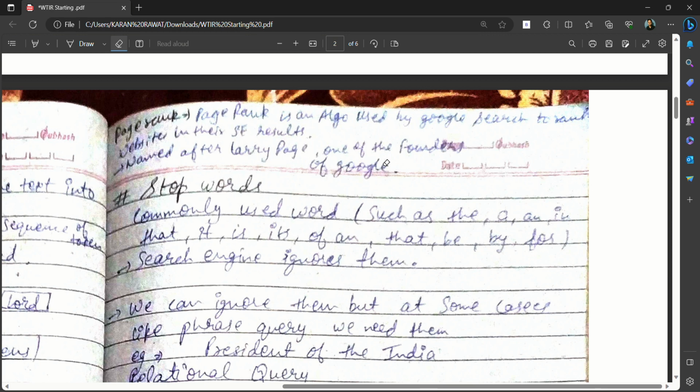Now the next concept is stop words. What are stop words? You should know them, because this will help you in understanding the further concepts. Stop words are commonly used words such as the, a, and, in, that, it, is, its, of, be, by, for, and many more. These commonly used words are stop words. They can also come in your exam as a 1-mark question, so you should know what stop words are to learn the further concepts.